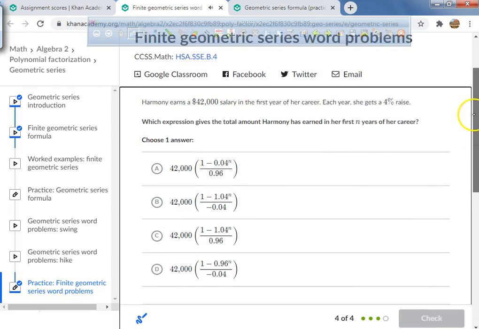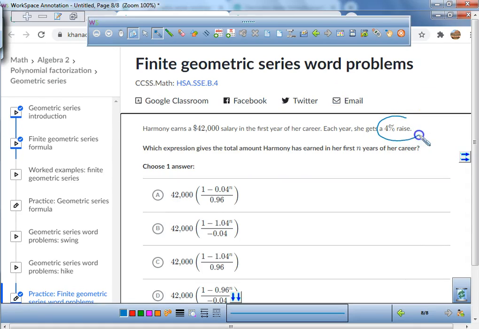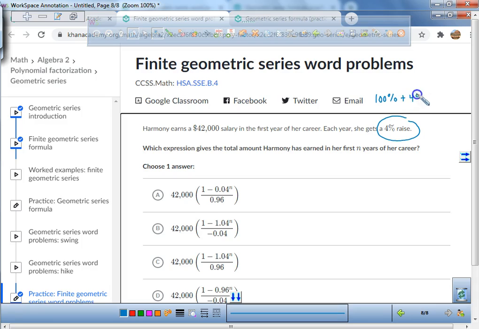All right, and last problem. Harmony earns $42,000 a year in the first year of her career. Each year she gets a 4% raise. So if she's already earning 100% of her salary, she's already earning $42,000, but a raise, what does that mean? She's increasing it by 4%. So technically the next year, what should she earn? 104%. So what would be the r value in this particular case? Very good, 1.04.